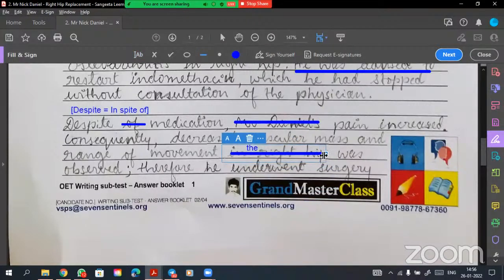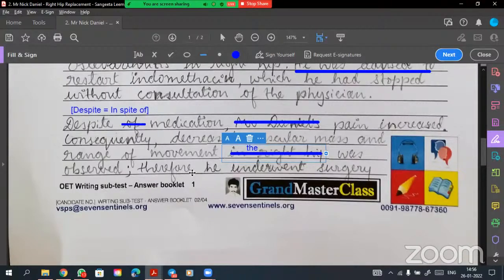Okay, decreased muscular mass and range of movement. So two things are there. Decreased muscular mass and decreased range of movement. Two things are there here. Okay. Decreased A and decreased B were observed. Two things are there. You understand? Yes, yes. Or decrease in the muscular mass and the range of movement was observed. Then you can say decrease was observed. You understand?